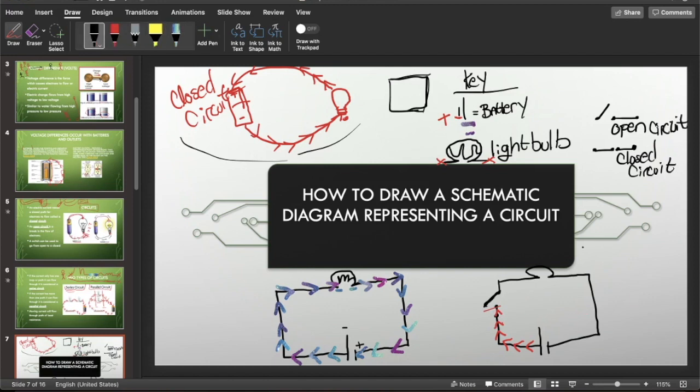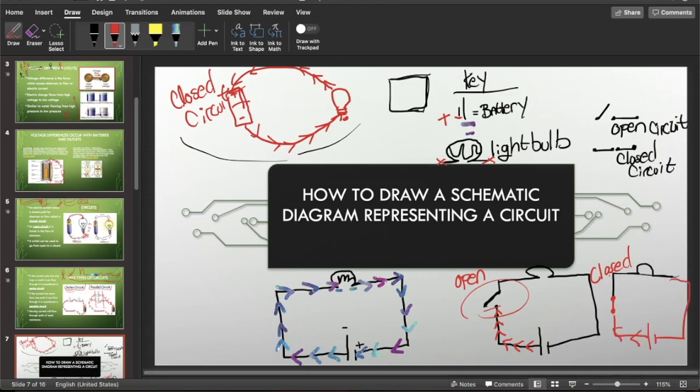Now, in order to correct that, all you have to do is signify that you have closed that circuit. So if you are asked to draw both an open and closed circuit, then you will need to draw two diagrams: one indicating that it is an open circuit, and then one indicating that it is a closed circuit. Therefore, you can see the flow.